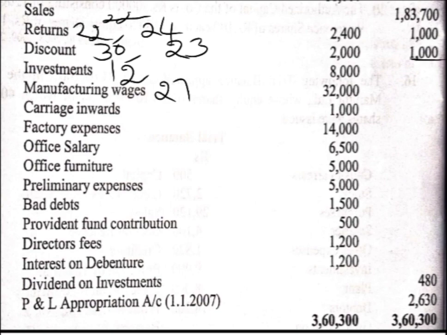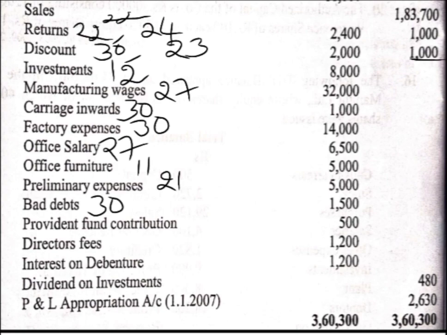Manufacturing wages, note number 27, that is employee benefit expenses. Carriage inwards we have to consider in note number 30. Factory expenses 30. Office salary 27, that is employee benefit expenses. Office furniture we have to consider in note number 11, that is fixed assets. Preliminary expenses, it is like any other fictitious assets, we have to consider in note number 21, that is other current assets. Bad debts we have to consider in note number 30.